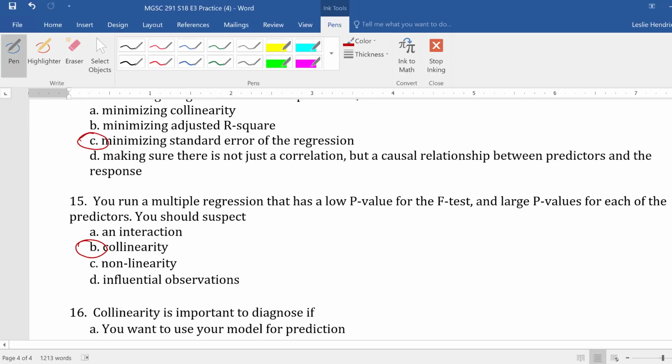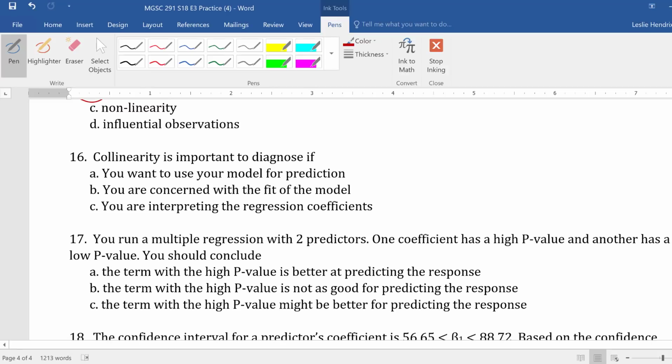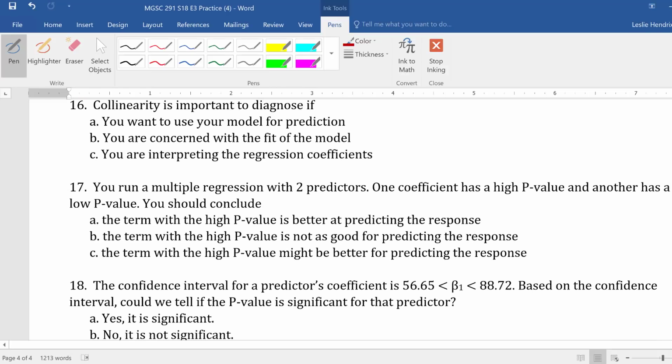And that question was ripped directly from the practice homework posted in Canvas. So again, I can't overemphasize doing that extra practice homework to prepare for this exam.